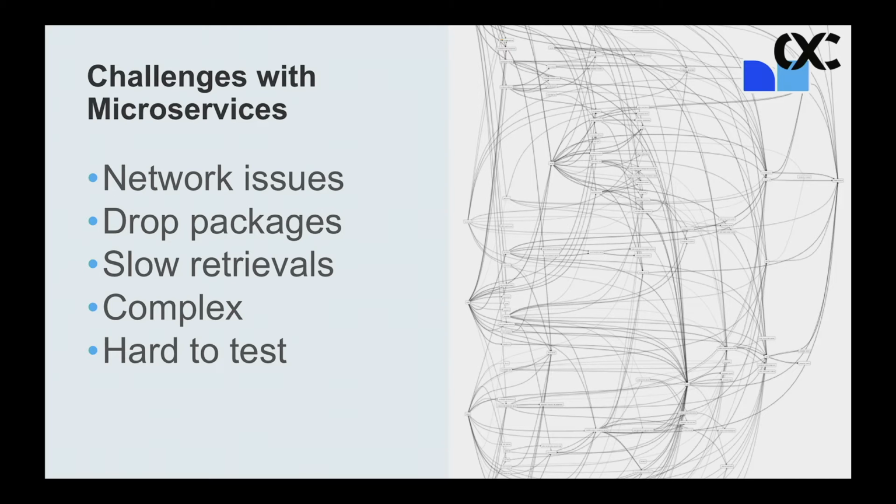So there are some challenges with microservices as well. Now just different things go wrong instead of in the monolith systems. So you may have more network issues, and there may be more dropped packets, and you might get slow retrievals, and it's getting more complex. For each connection, you have to go over a network instead of just calling another method. So it's getting more complex, and it's also hard to test.